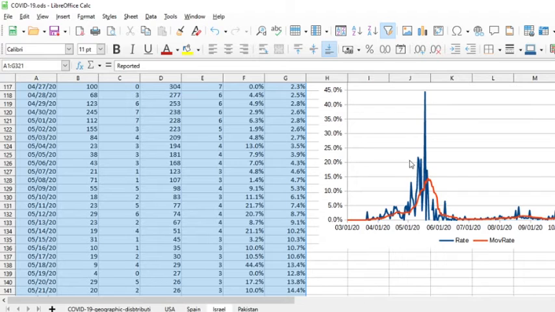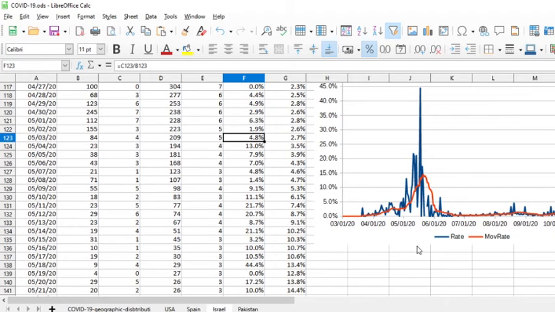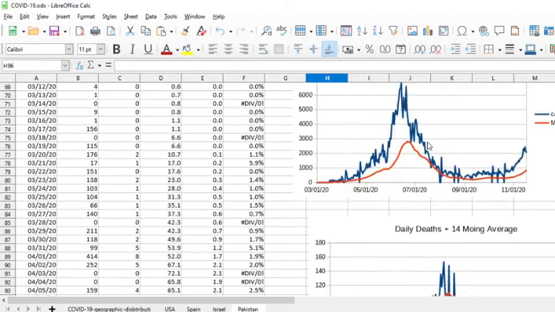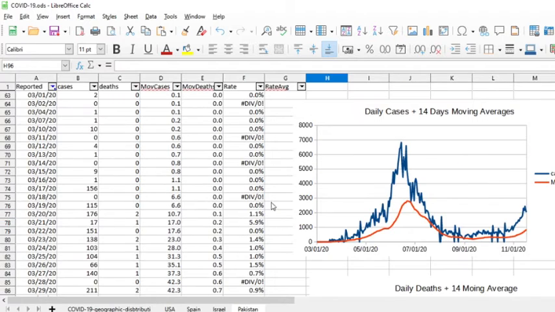So Pakistan. This looks really good. So finally, let's take a look at Pakistan. The same situation. They actually calculated. Okay, good.